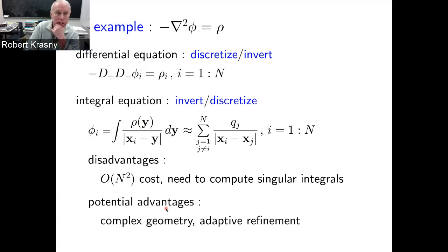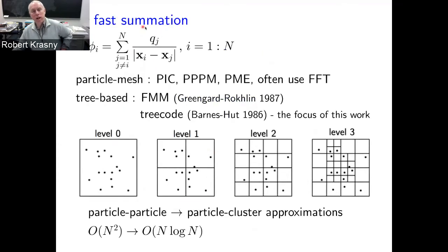I'll continue now. I'm going to focus on this issue with the O(n squared) cost. We need a fast way of doing these sums over here, and so these are fast summation methods. Here's the objective: to evaluate phi i given by this expression. There are particle mesh methods, particle in cell, particle-particle particle-mesh, Ewald.